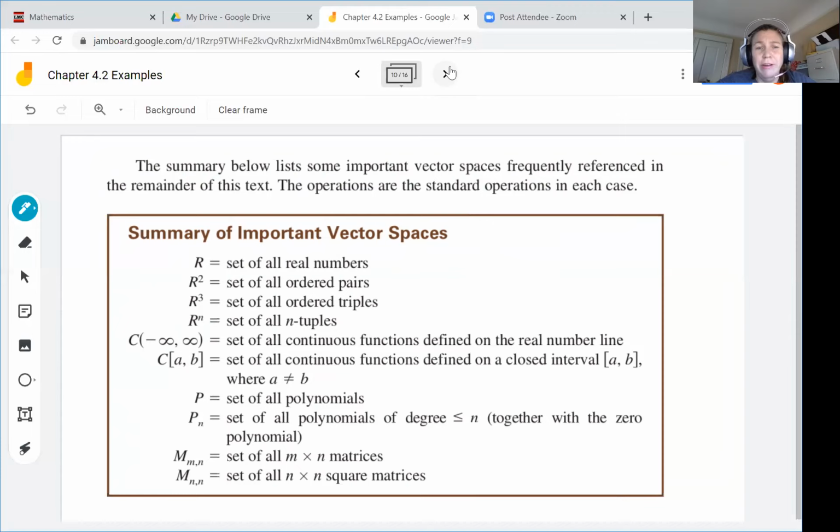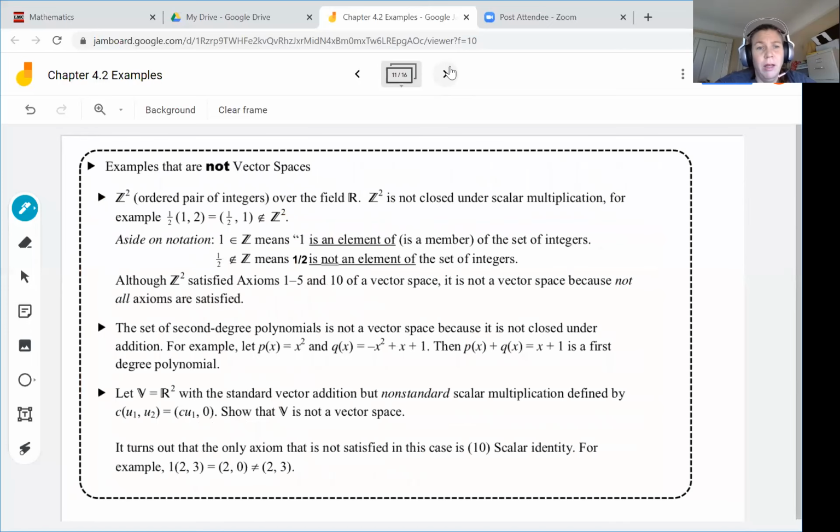C(-infinity, infinity), that's the set of all continuous functions defined on the real number line. And then C[a, b] is the set of all continuous functions defined on a closed interval [a, b], where a is not equal to b. P, the set of all polynomials. Pn, the set of all polynomials of degree less than or equal to n, together with the zero polynomial in there. The set of all m by n matrices, and then a subset of that is, of course, the set of all n by n square matrices. So these are vector spaces we will be using and referring to. So let's take a look at some examples that are not vector spaces.